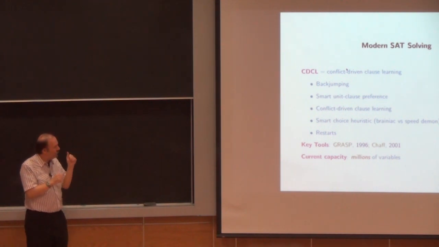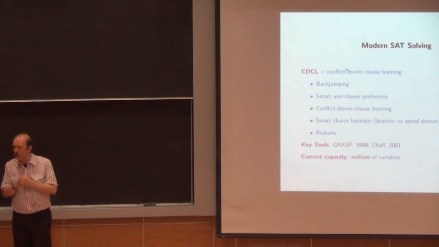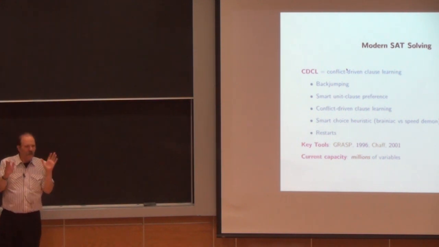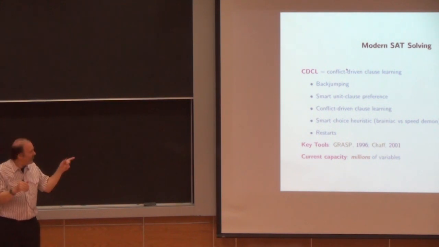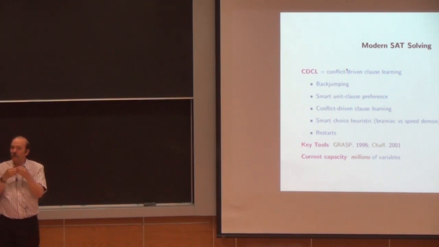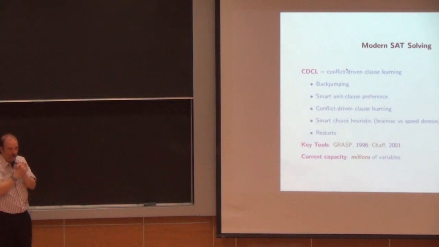Smart choice heuristics. I call it Brainiac versus the speed demon. The people in this audience are typically Brainiacs, and they think that being smart is the most important thing in the world. But it turns out, what is the issue here? You have to choose the next variable to assign. How to make a good choice? You want to choose the good guy. So people developed all kinds of heuristics for making a good choice, and the goal would be to minimize the size of the search tree.